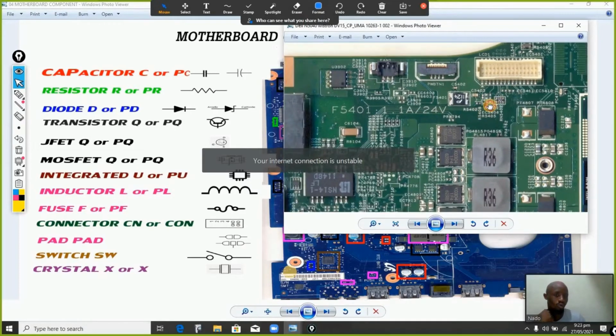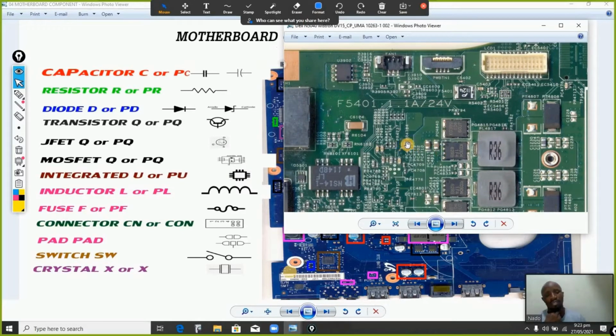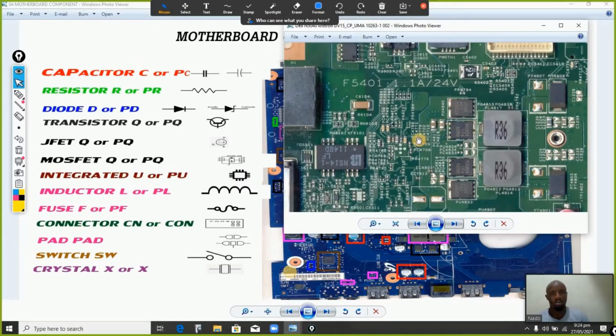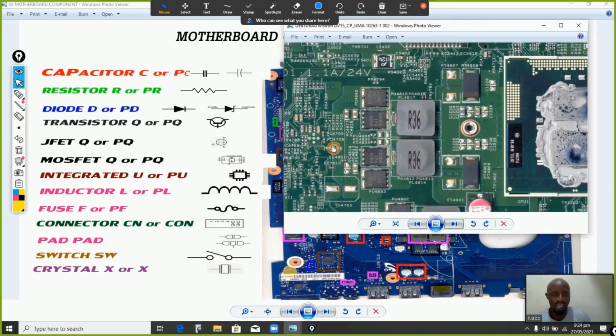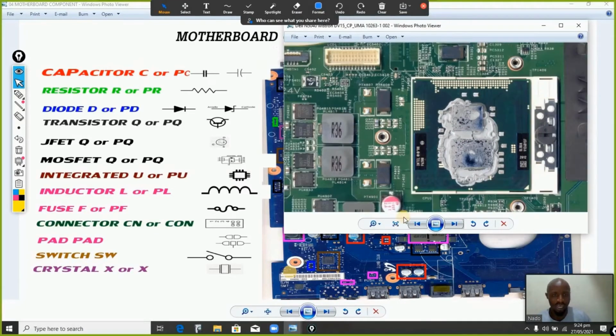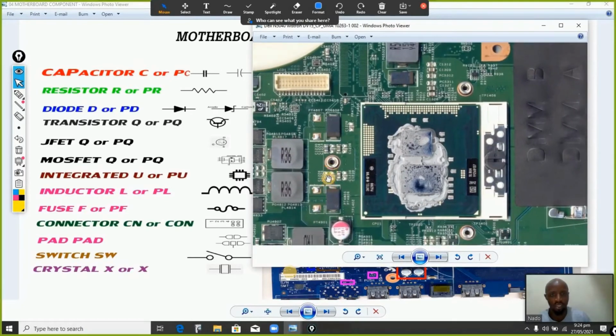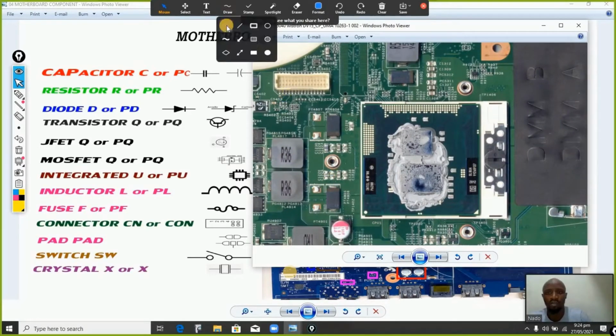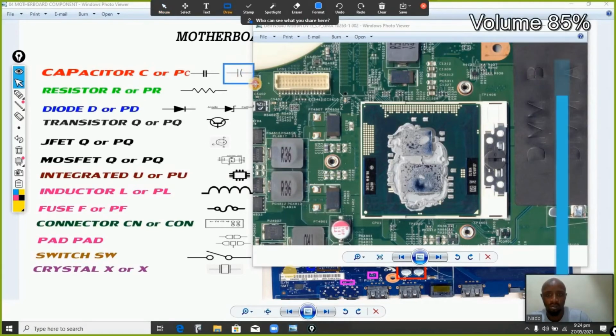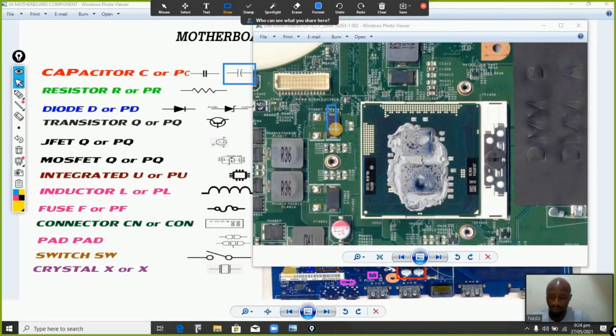What we are trying to say here is that whenever capacitors are represented on the board, they use C and PC. Capacitors are represented with C and PC. So that is it for this part of capacitor. So quickly, for picture purposes, if you need the reference, let me quickly merge this. Whenever I'm talking about polarized capacitors, these are the capacitors I'm talking about.